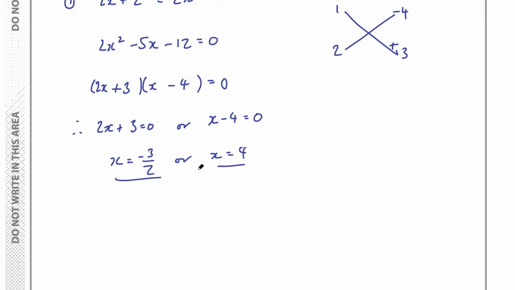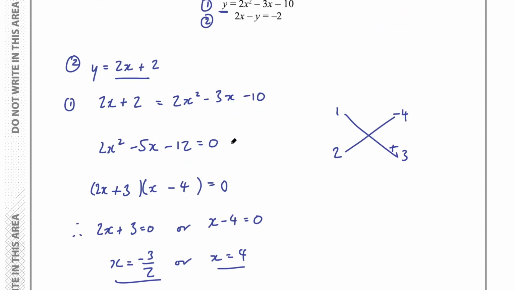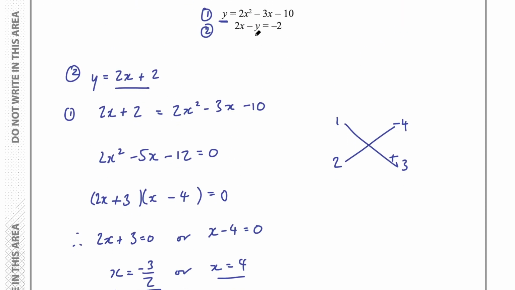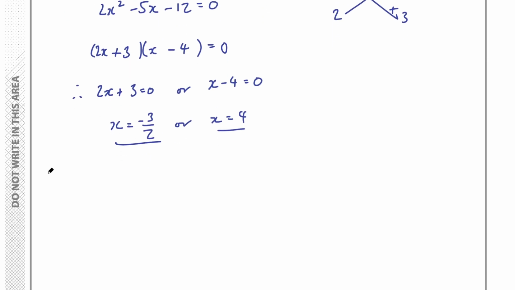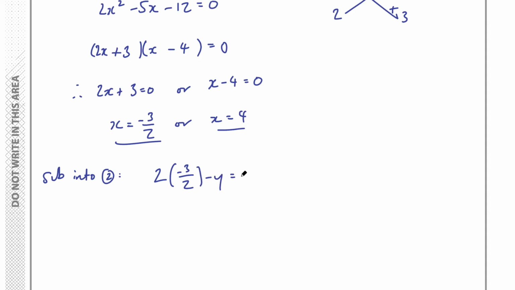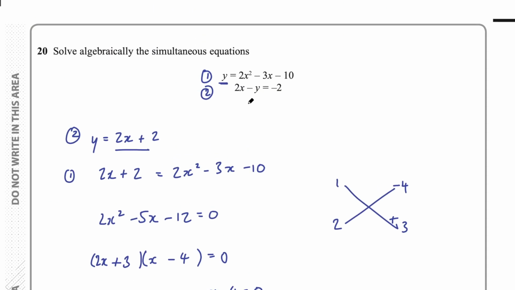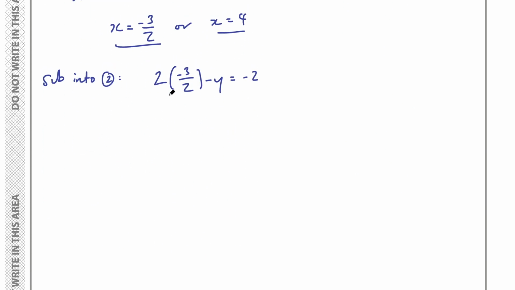Okay, so we're going to have two solutions. We need to substitute these into one of our original equations to find the y value. So if we take equation 2, so sub into 2, minus 3 on 2. Let's do x equals minus 3 on 2 first. So this would be 2 multiplied by minus 3 on 2, take y equals minus 2. So I'm just using this equation here and substituting in for x there. So if I keep solving this, this would just be minus 3, take y equals minus 2, plus that minus 3 to the other side. This will be minus y equals 1, so therefore y equals minus 1.